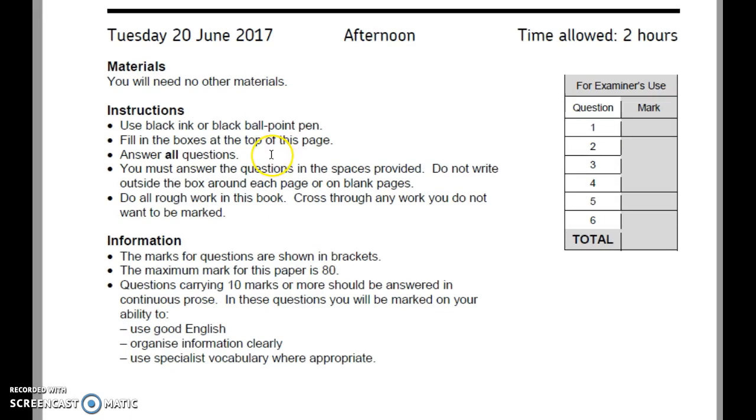Okay. So just a couple of instructions. Make sure that you're using black ink. Make sure you fill in all the details. Make sure that you answer the questions in the space provided. Any additional paper used, make sure that you number it really carefully. Do all your rough work.